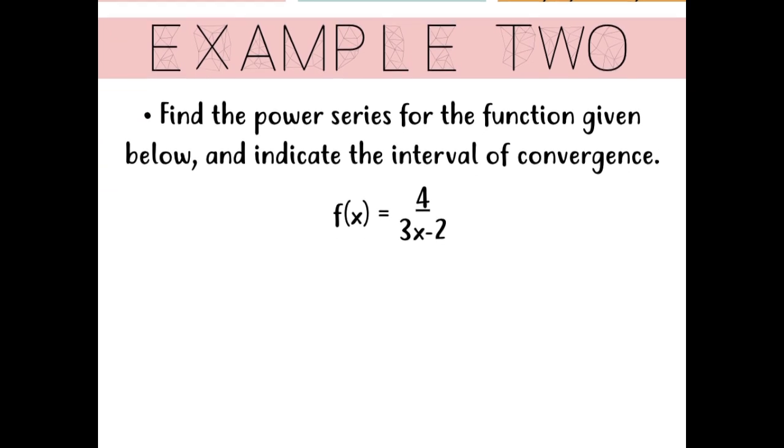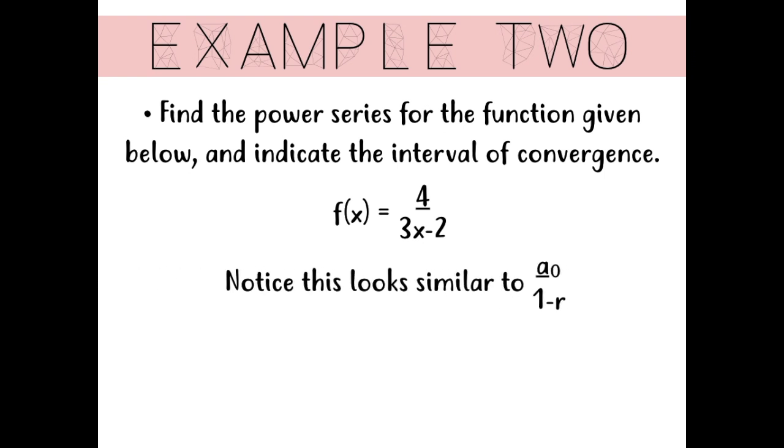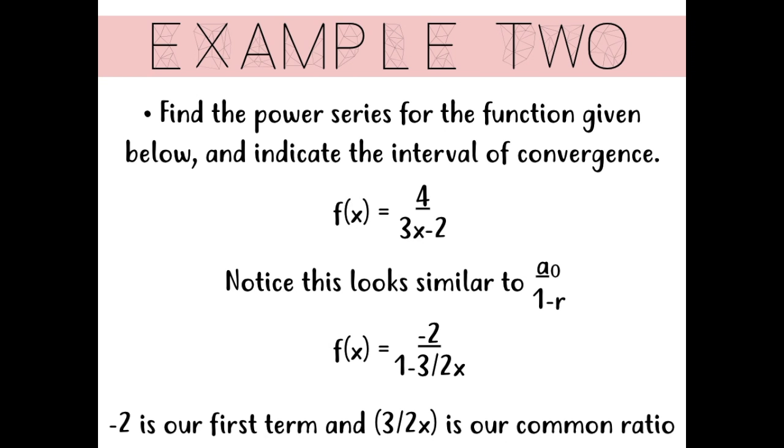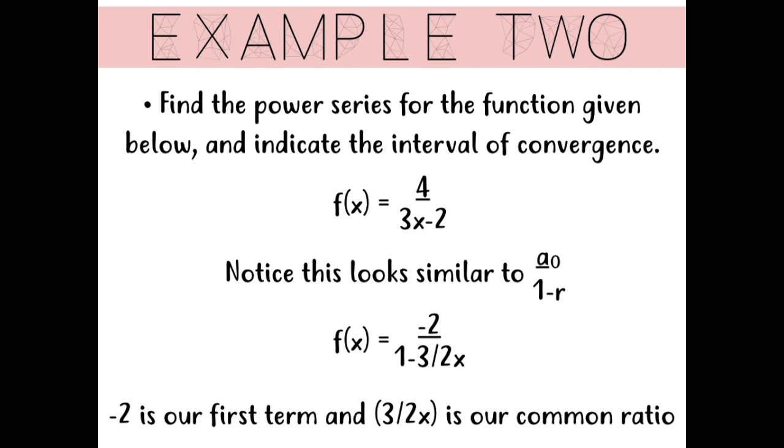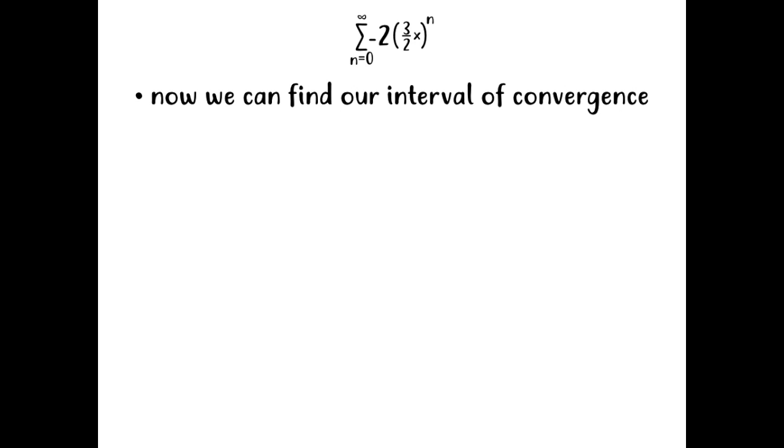Find the power series for the function given below and indicate the interval of convergence. So we're given f(x) equal to 4 over 3x minus 2. Notice this looks similar to what we used to find the sum of a geometric series. So now we need to divide by negative 2 to make it look more like it. So now we have f(x) equals negative 2 over 1 minus 3/2 x. So negative 2 is our first term and 3/2 x is our common ratio. Now we can make our power series, which looks like this.